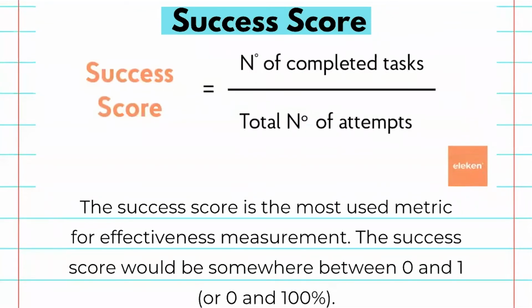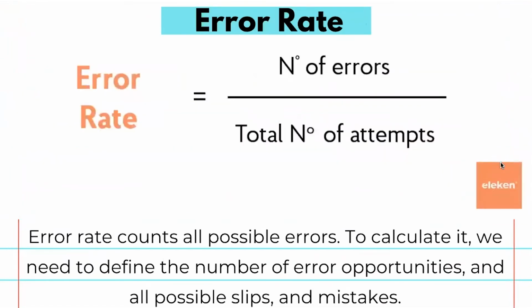Now, here are some formulas you may use within your usability test. So you have your success score, and the success score is the most used metric for effectiveness measurement. The success score would be somewhere between 0 and 1. Then you have your error rate. Now your error rate counts all possible errors. To calculate it, you will need to define the number of error opportunities and all possible slips and mistakes.